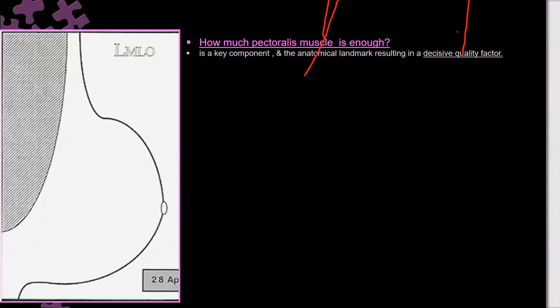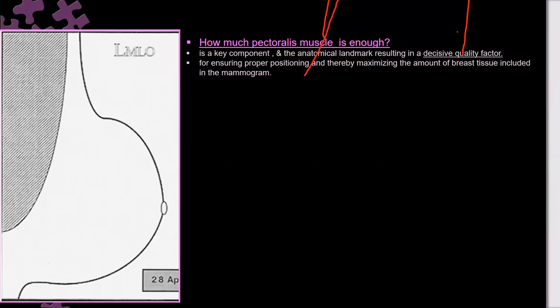When I say how much pectoralis muscle is enough, why is it important? The pectoralis muscle is a key component and an anatomical landmark, resulting in decisive quality factors. Depending on the amount of pectoralis, I can tell whether the inclusion of breast tissue is optimum or not.